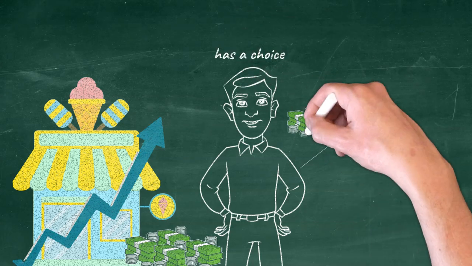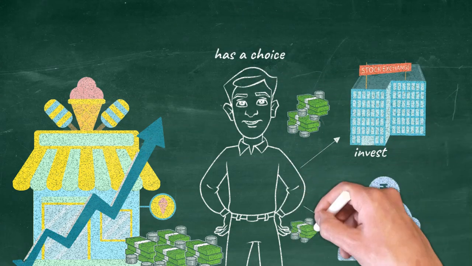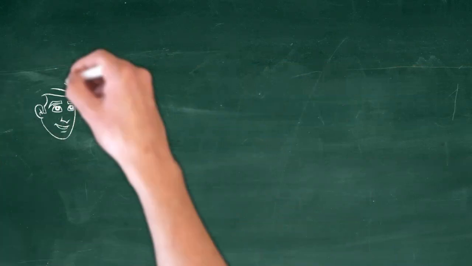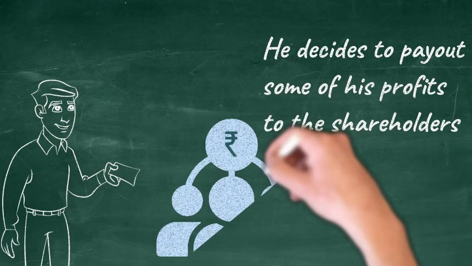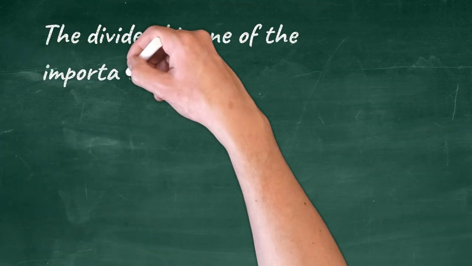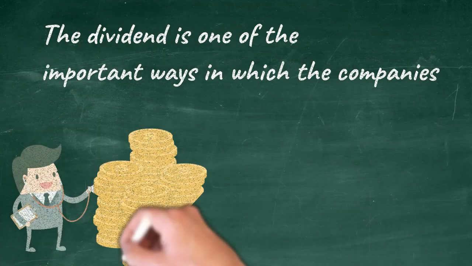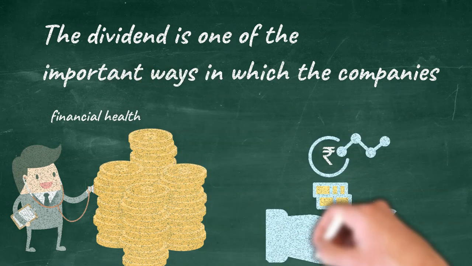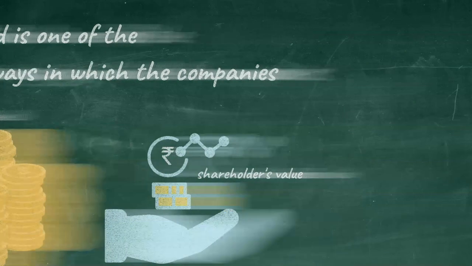Arush has the choice to invest his profits or pay them out to the shareholders. Thus, he decides to pay out some of his profits to the shareholders. The dividend is one of the important ways in which companies communicate their financial health and shareholder value.